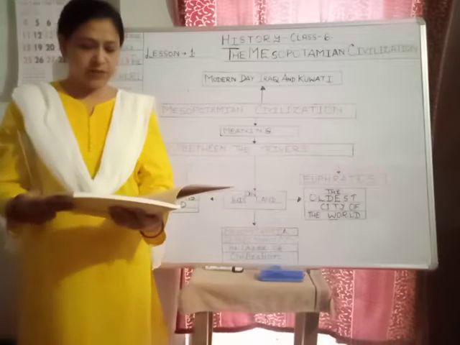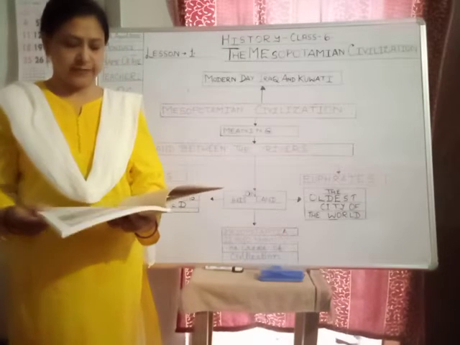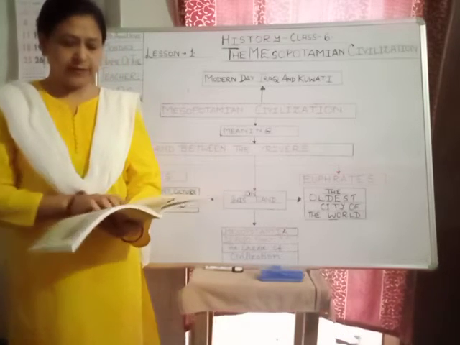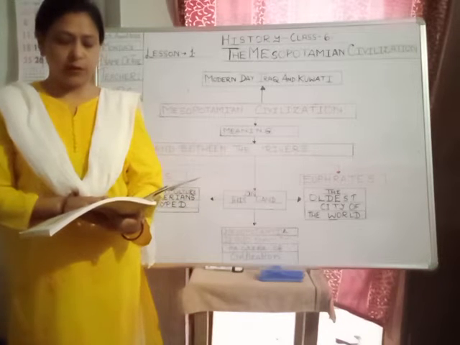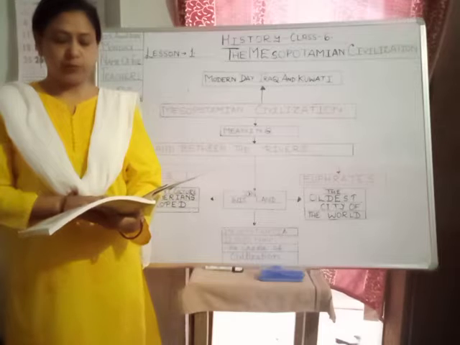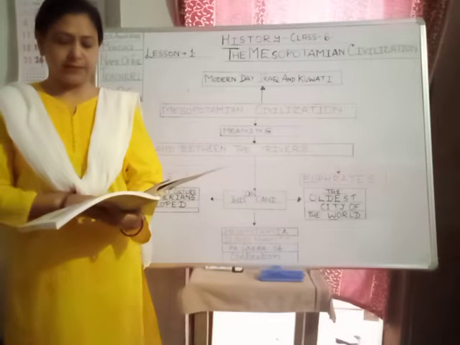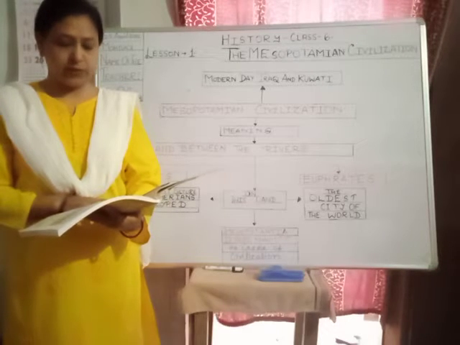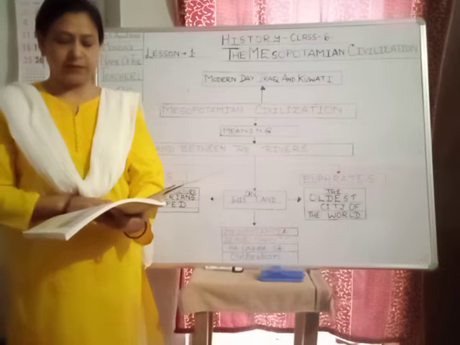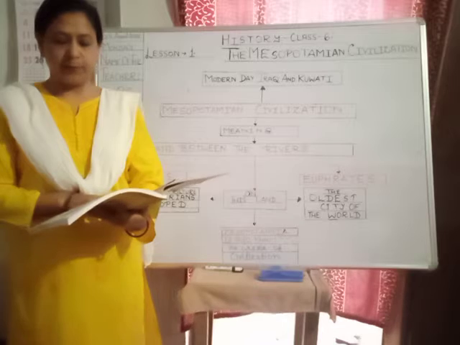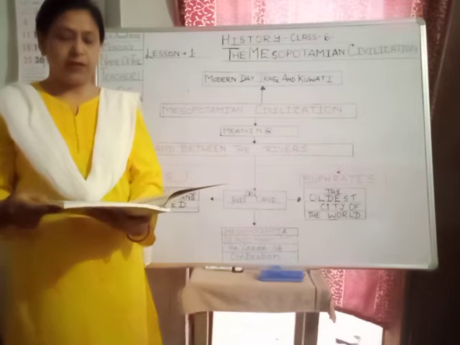We look into our first chapter, the Mesopotamian civilization. We all know that history is the study of our past. It tells us how our today has been shaped throughout past events. We live in a civilized world, but how did it come so? What does it mean? Civilization is a process where group of people live together.